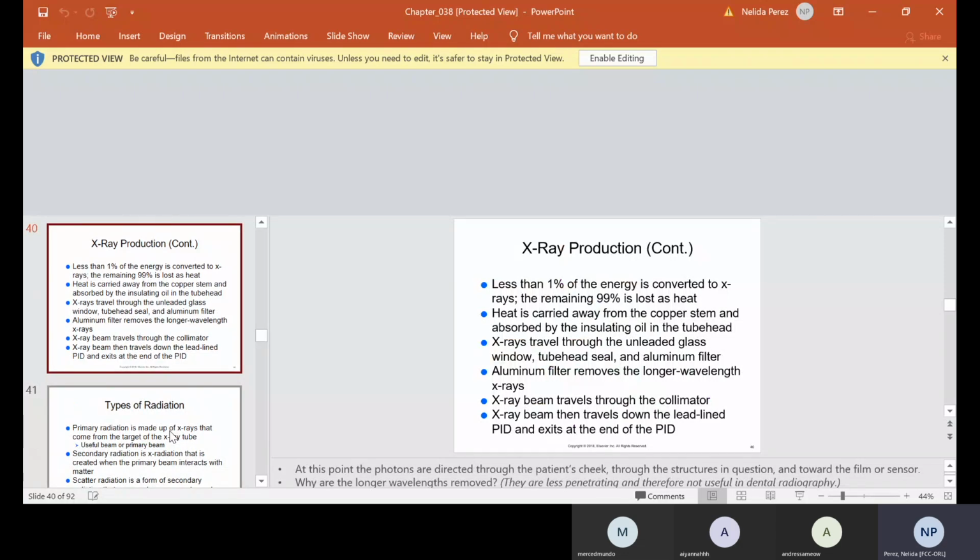X-ray production: less than 1% of the energy is converted to X-ray. The remaining 99% is lost as heat. So again, I'm going to repeat this. Less than 1% of the energy is converted to X-rays, and the remaining 99% is lost as heat.